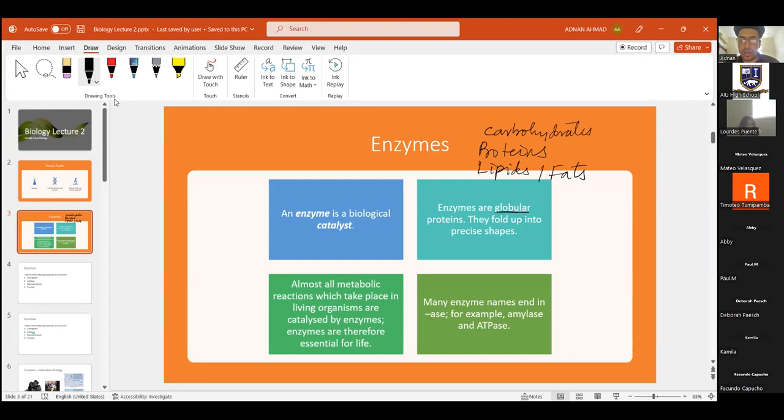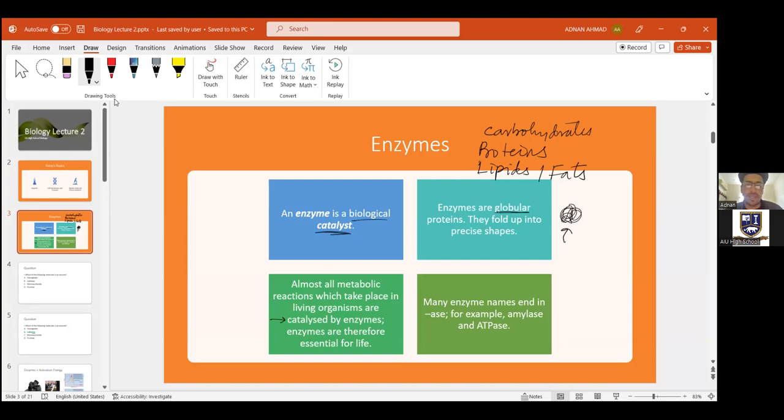What do we mean by globular? Just like a globe. This represents a globular shape. Enzymes are made of proteins, and they catalyze biochemical or biological reactions in living things. Almost all metabolic reactions which take place in living organisms are catalyzed by enzymes. You should know what catalyze means. Enzymes are therefore essential for life. Without enzymes, life is impossible. We cannot imagine life without enzymes. Otherwise, the reactions that we need would take years to complete, and we cannot wait that long.